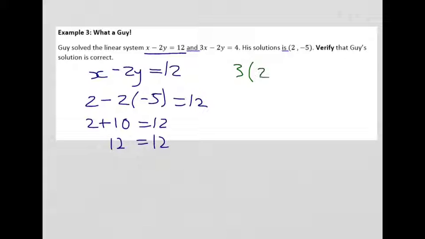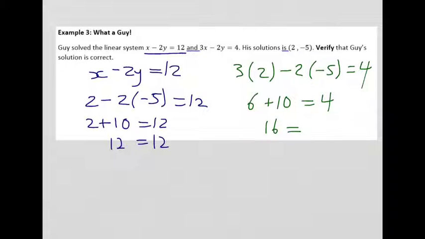So 2 in for x, -5 in for y. And let's evaluate this. So 6 plus 10. Uh-oh. That equals 16. And that is not the same thing as 4. So Guy's answer is wrong. His solution is incorrect. This point does not lie on both lines. Therefore, it is not our solution.